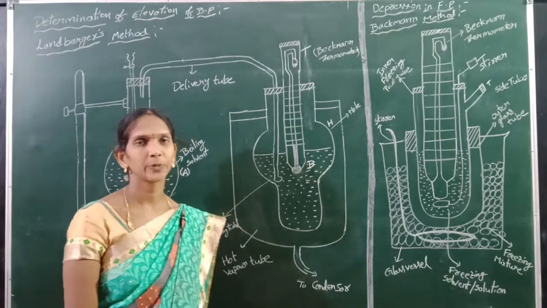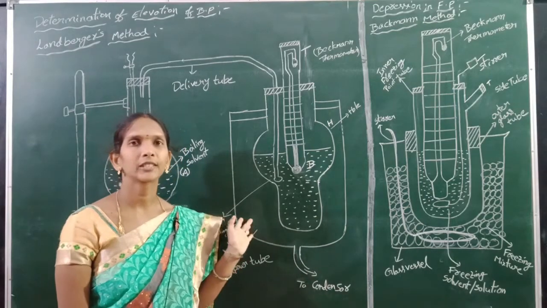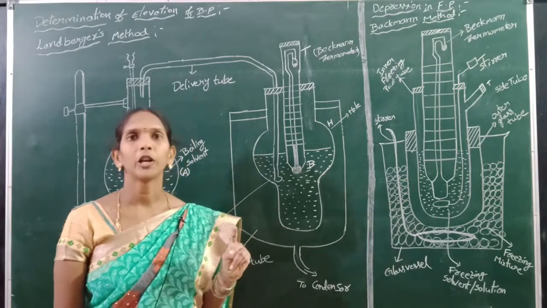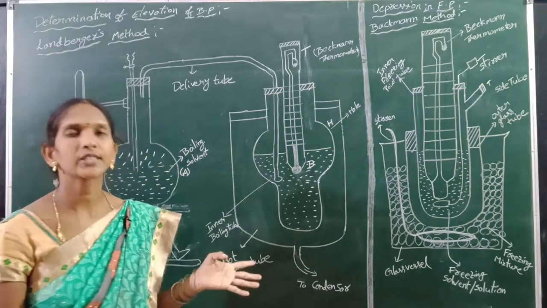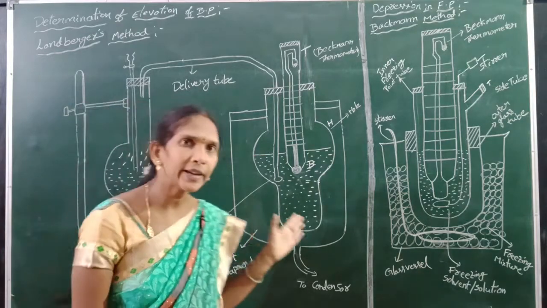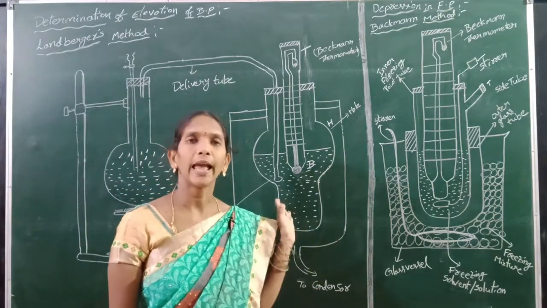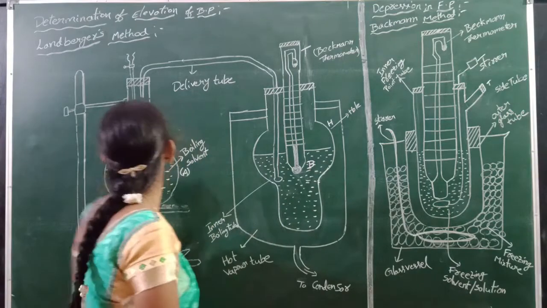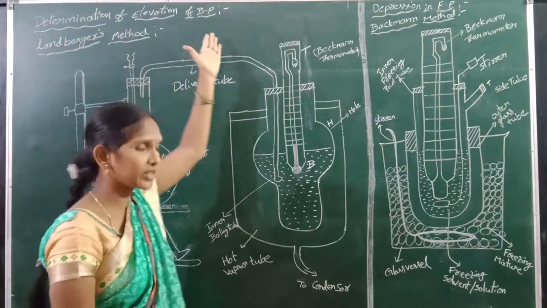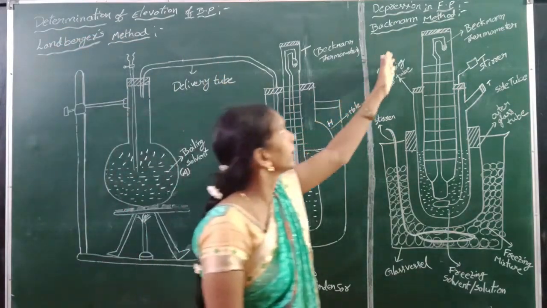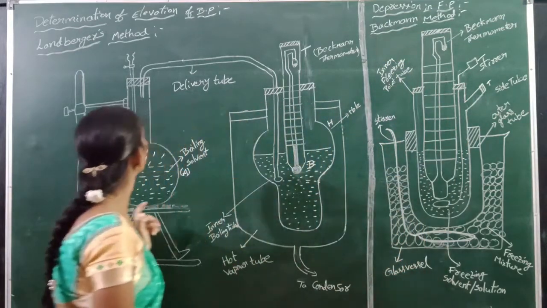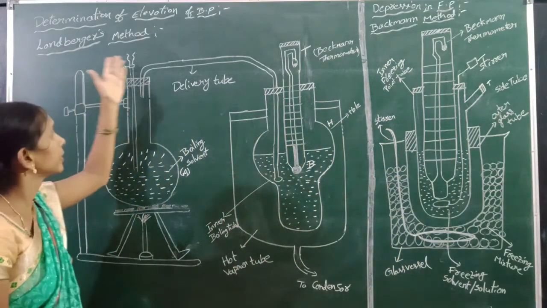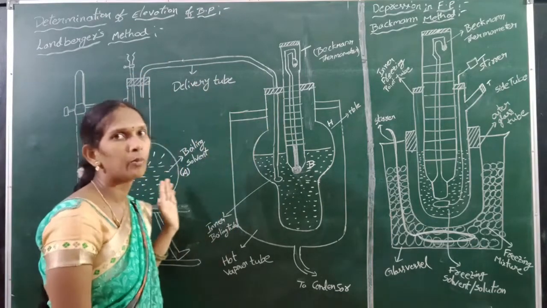Students, this is Srilakshmi. In the last class, we discussed elevation of boiling point and depression in freezing point. In this class, we will discuss experimental methods of determination of elevation in boiling point and determination of depression in freezing point. First, we will discuss determination of elevation of boiling point.